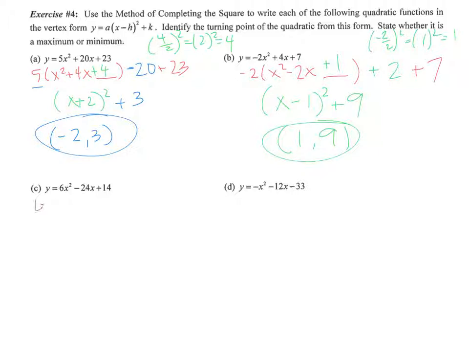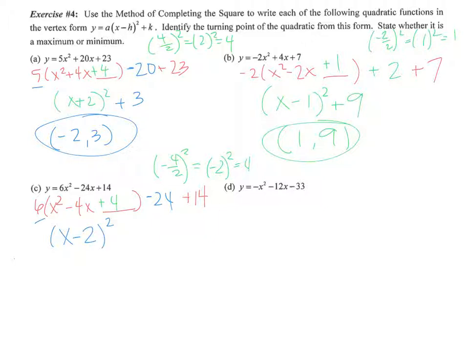Next one, take a 6 out. We have x squared minus 4x. We still have our plus 14. -4 divided by 2 squared is -2 squared, which is 4. So plus 4. Remember, we have to take that 6 times 4, which is 24. Do the opposite of what it is. Since it's positive, it becomes minus. So I have (x minus 2) squared minus 10. So my turning point is (2, -10).